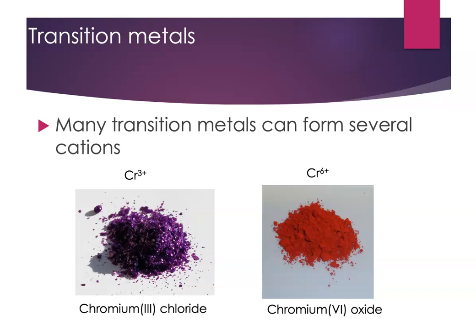So the group 1 elements only do +1, and the group 2 elements only do +2. But the transition metals, many of them can do many ions. So for example, chromium 3 chloride is this intense purple color, but chromium 6 oxide is bright red. And a lot of the other transition metals can also form several cations with these intense colors, and in fact, each ion might have a different color.